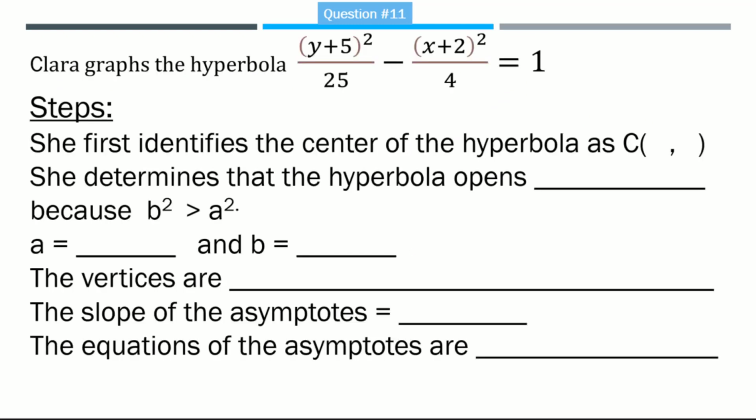For the next question, we're told that Clara graphed the hyperbola y plus 5 squared over 25 minus x plus 2 squared over 4 equals 1. So the first thing that she's going to do is identify the center of the circle. So think about the previous problem. We're going to go here first to identify the x coordinate. This is in the form x minus h. h is not a positive 2, x is a negative 2.